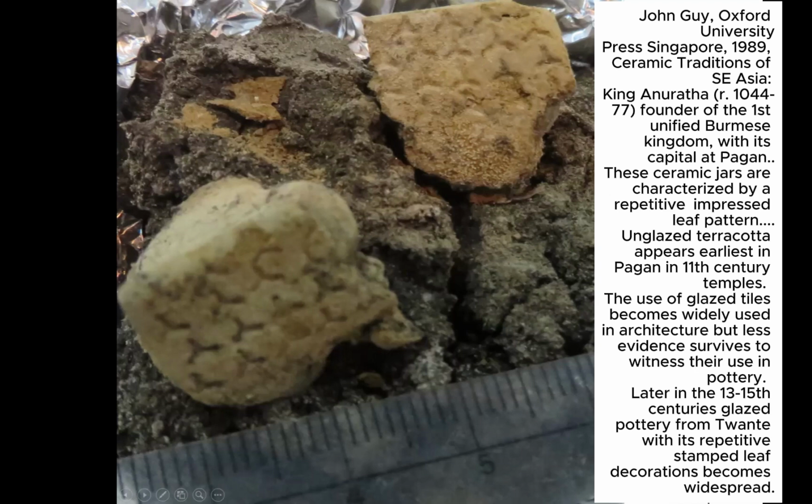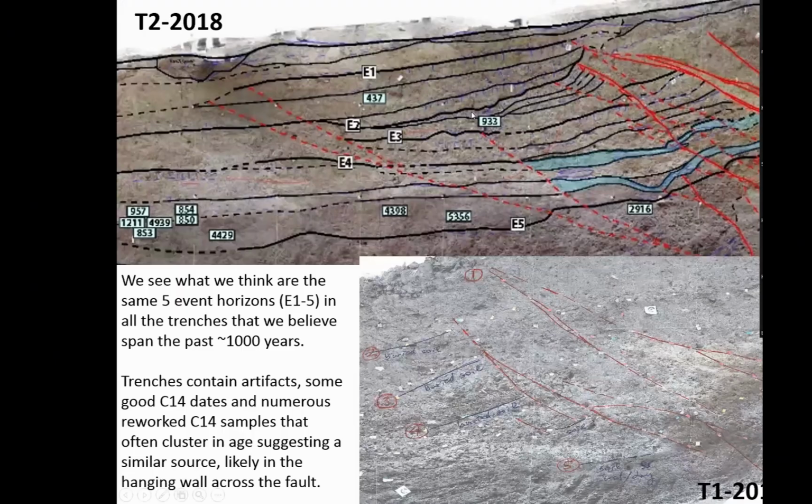Now, as it says here, later in the 13th to 15th century, the pottery became glazed. They also had this pattern, but we have not seen glazed pottery in the trenches. They were unglazed. But we know that the earliest appearance is around the 11th century. And so we know that wherever we have the pottery, we're dealing with things that are about 1,000 years or less.